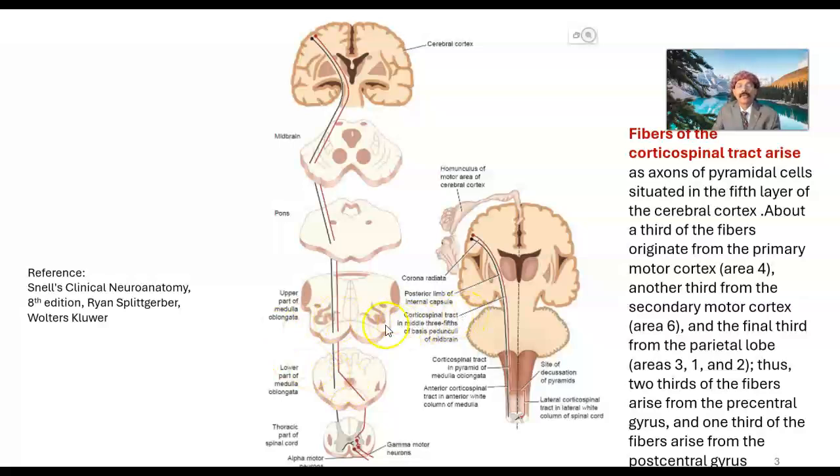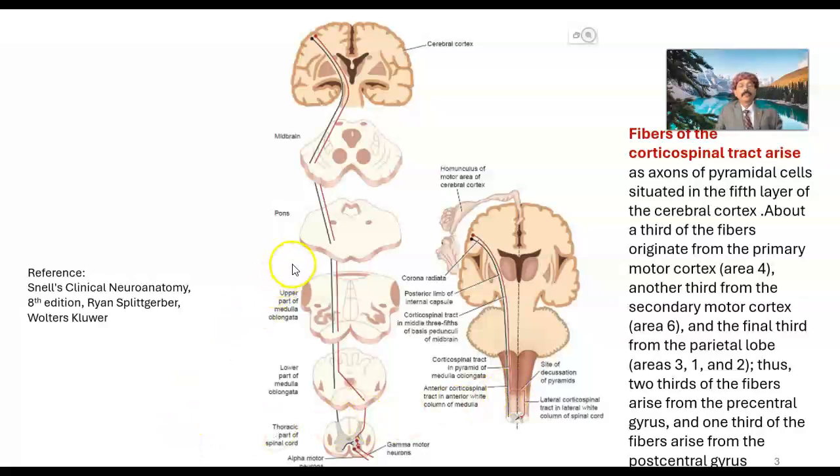So we have the posterior limb of the internal capsule here, and the corticospinal tract in the middle three fifths of the basis pedunculi of the midbrain. Then it goes to the pyramid. Here, this is the pyramid of the medulla oblongata. There will be decussation of the fibers at the lower part of the pyramid.